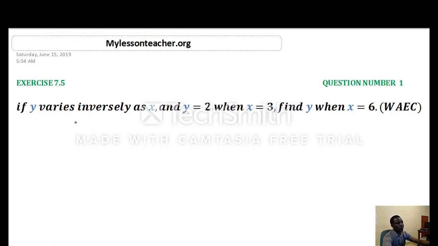Next question is drawn from exercise 7.5, question number 1 of your New Concept General Mathematics for SS1. And the question says, if y varies inversely as x and y is equal to 2 when x is equal to 3, you should find y when x is equal to 6. And this happens to be a y question. So first and foremost, we are going to write the relationship between y and x, form the equation, and thereafter get a value of k, which we will resubstitute to get the relationship between y and x.